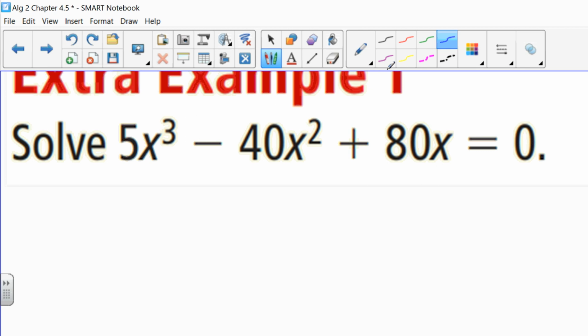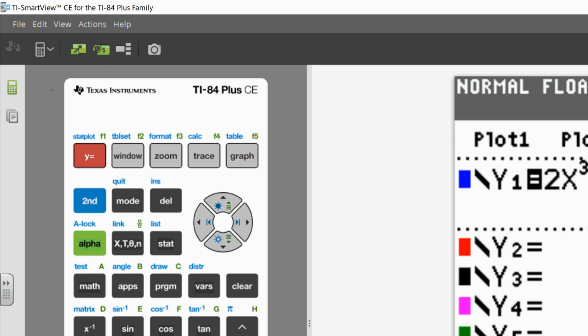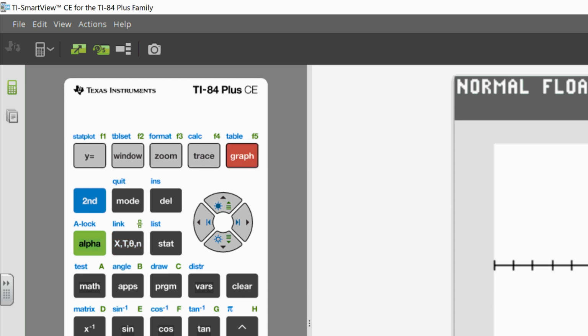So one of the values of x we expect it to be is 0, because do we have any constant terms? No. So we can come back over here and plug this in. So we would say 5x to the third, arrow over 1 to get out of the exponent, minus 40x squared plus 80x. And then we can hit graph.